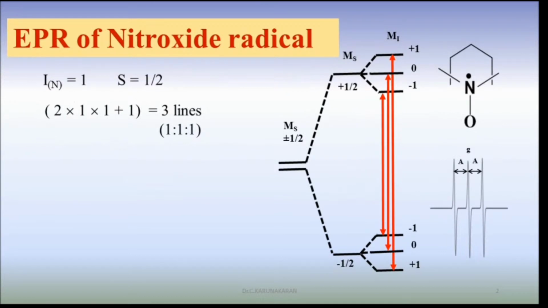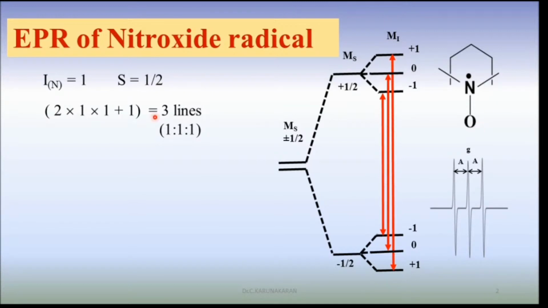EPR of nitroxide radical. These nitroxides are very important organic radical compounds used in spin labeling, ESR spin labeling. We'll see further. The unpaired electron is in the nitrogen atom and the oxygen atom, delocalized over this bond. Hydrogen is NMR active, but oxygen-16 is not NMR active.